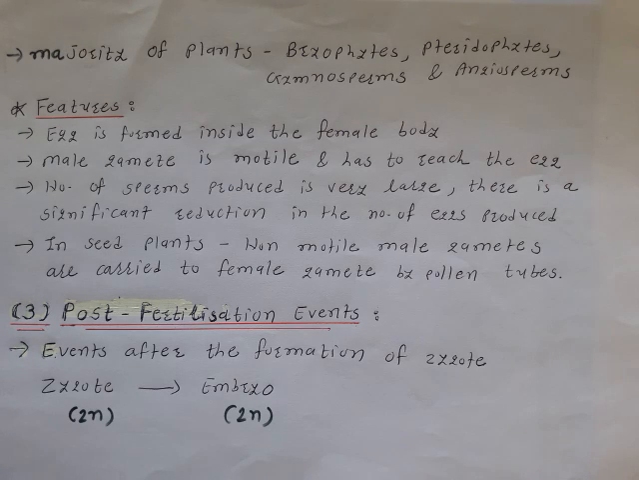External means outside of the body, internal means inside of the body. They have various features, and various examples are observed in nature. You can find out some other examples of internal and external types of fertilization in nature.